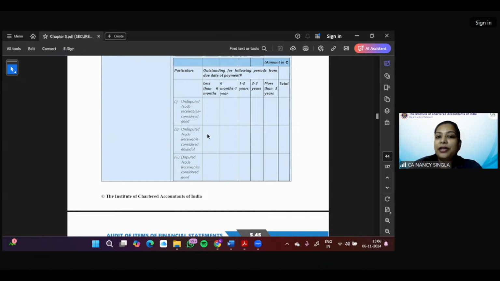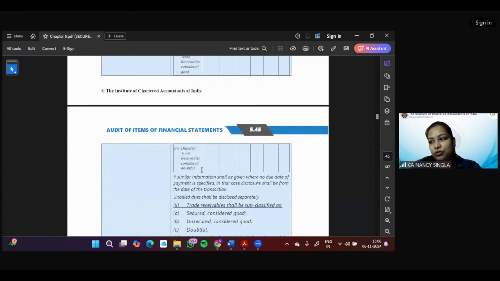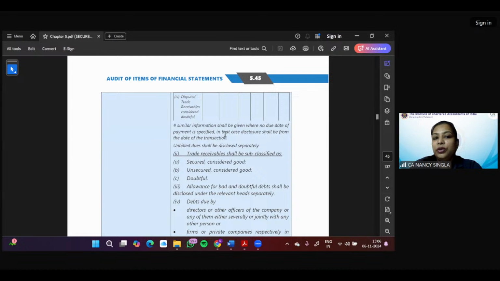Then disputed trade receivables: if any dispute is going on with respect to any particular trade receivable, then whether it is considered good, and if it is doubtful. Then similar information shall be given where no due date of payment is specified. In that case, disclosure shall be from the date of transaction. Very logical. Unbilled dues shall also be disclosed separately.